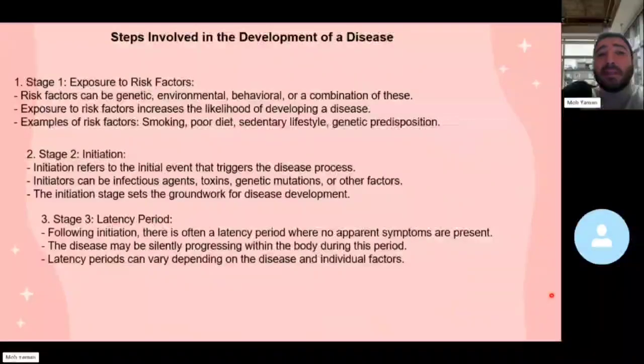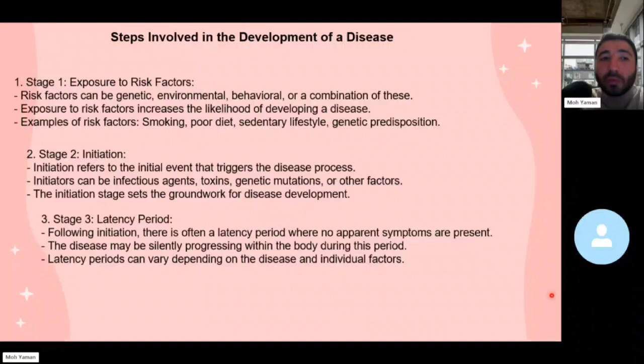Okay. Steps for the disease to develop. First moment is the exposure to risk factors. Risk factors can be genetic; we spoke about the etiologies, all of them. The exposure to the risk factor increases the likelihood of developing the disease. There is something that already exists and can increase the chance for the person to be ill: smoking, poor diet, genetic factors as well.